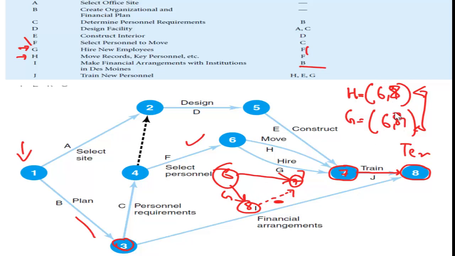Sorry, this one is G 6-8 and 6-7. So the computer can identify these as actually different activities. And the dummy activity will have no effect because there's no cost with it. It will be 0 cost. So when you add to the PERT or CPM, it will have no effect, right? So we can fix.